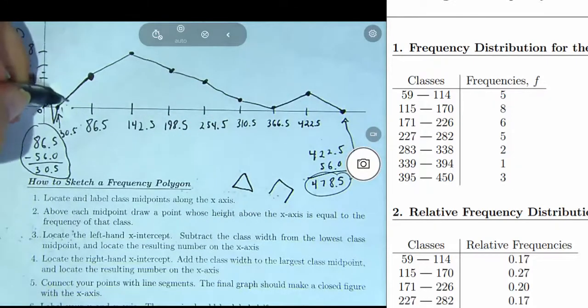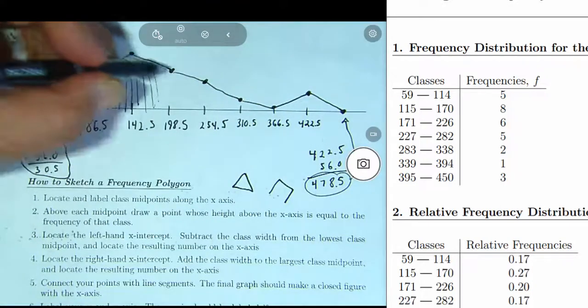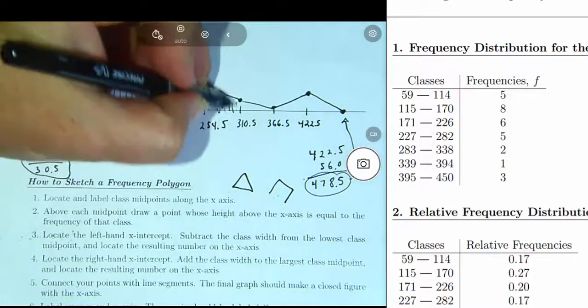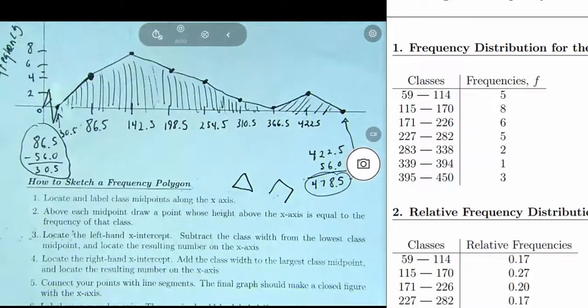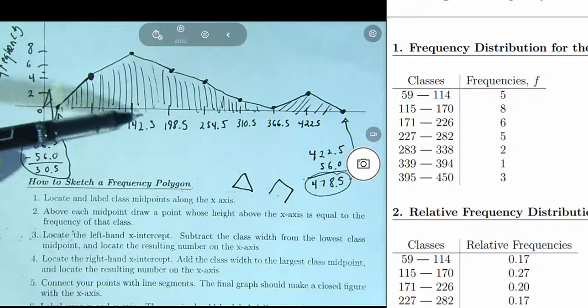Okay, and if you want to, you can go in there and shade the area, to help your reader identify the polygon. So this helps us visualize the shape of the data, how spread out the data is, and whether or not there's any trends. It seems like there's a lot of GPS devices in the $142 range.